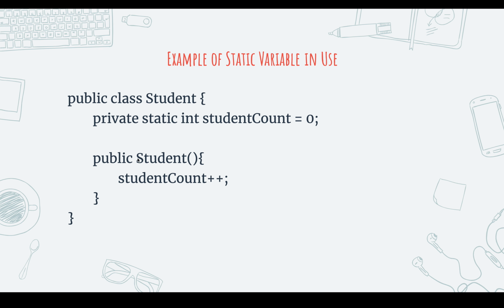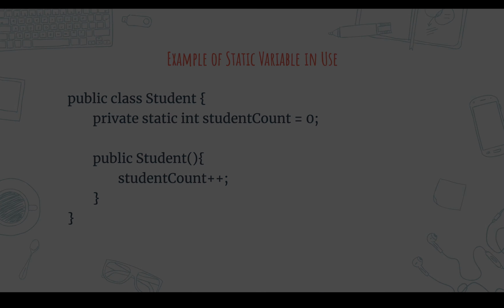And then whenever a new student gets created, we're just going to add 1 to the student count. Remember, the increment operator increases the value of student count by 1. So if I create 3 students, every single time it's going to be incrementing this value, so it ends up at 3. And no matter what object I'm accessing, it's going to return 3 because we have 3 students.